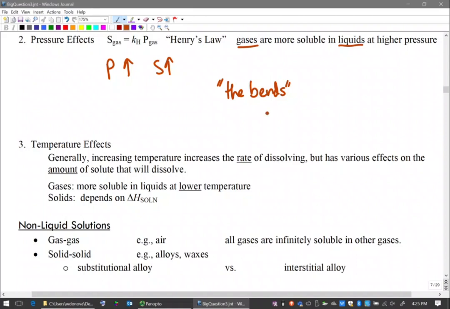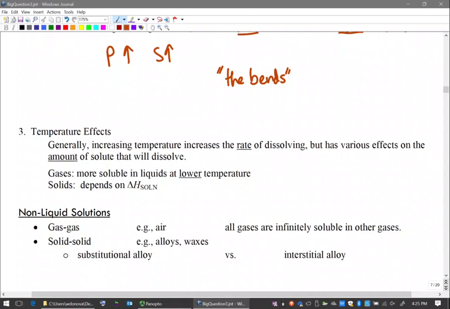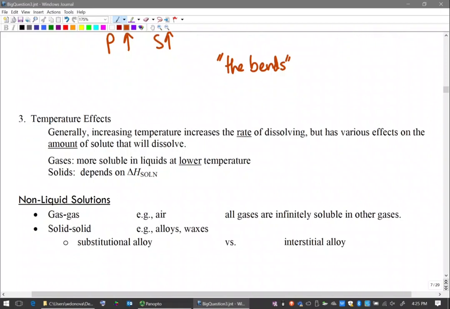So the bends involves this Henry's law. The gases are much more soluble at the higher pressure at depth underwater. Temperature also has an effect on solubility. The temperature effect is one of these conundrums that we get. Generally, if you increase the temperature of a solute, you can increase the rate that it dissolves at, because you'll increase the kinetic energy and it'll dissolve more quickly, but it depends on what the solute is as far as how much will dissolve. This is the killer.